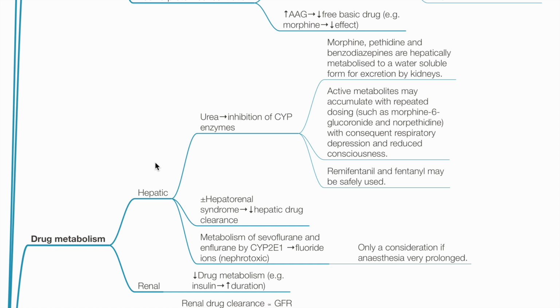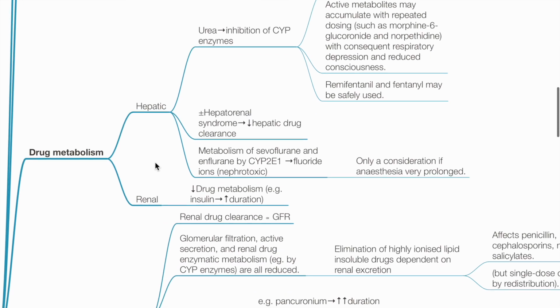Hepatorenal syndrome, if present, reduces hepatic drug clearance. Metabolism of sevoflurane and enflurane by CYP2E1 produces fluoride ions which are nephrotoxic. This is only a consideration if anesthesia is very prolonged. Reduced drug metabolism of certain drugs by the kidneys increases their duration of action, such as insulin.